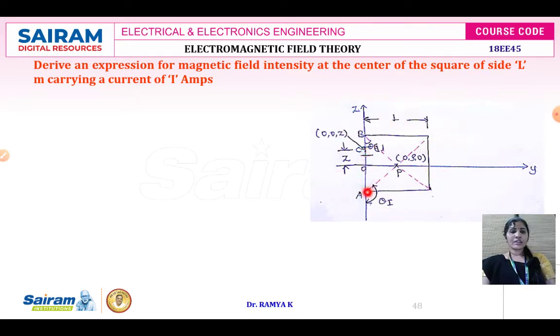Consider AB to be the finite length of the conductor and P to be the point where we need to identify the value of magnetic field intensity. From the starting point of the conductor to the point under consideration, the angle made is theta i. That is, from here, it is the starting point of your conductor. From here, if you see the point, then this is the angle. Theta i is the angle made from one end of the conductor to the point under consideration.